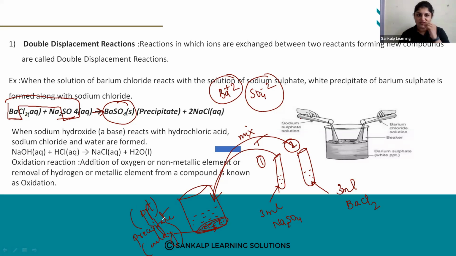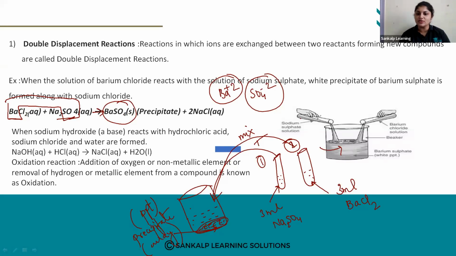So always, when the solution of barium chloride reacts with the solution of sodium sulfate, a white precipitate of barium sulfate is formed along with sodium chloride. This sodium chloride will be an aqueous solution. Okay, you can see here in this diagram.